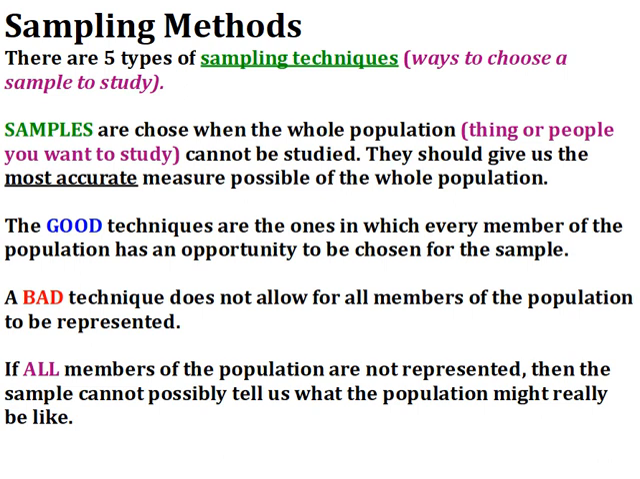Sampling method. So this first slide here is just to give you some insight into the unit. And specifically, we're only going to talk about 5 specific sampling techniques. Sampling techniques are just different ways to choose a sample to study. Now, you're probably thinking, well, what do you mean by a sample? Samples are chosen when the whole population cannot be studied. So, a population is something or someone or a group of people that you want to study.